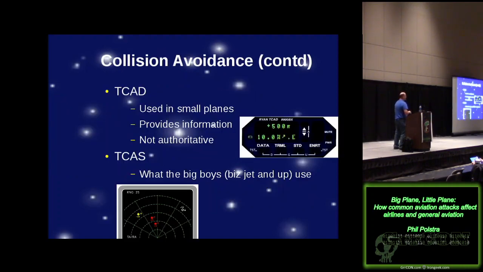Other collision avoidance systems that you might see, little airplanes have something sometimes called TCAD. It's called TCAD because it sounds a lot like TCAS, but it's nothing like that. It's something you buy for cheap, and basically it's not authoritative. It just kind of says, I think there's an airplane over there, right? And then we have TCAS. TCAS is what the big guys use, biz jets and up. Right? Now, on a TCAS system, sometimes they'll say the fish finder.